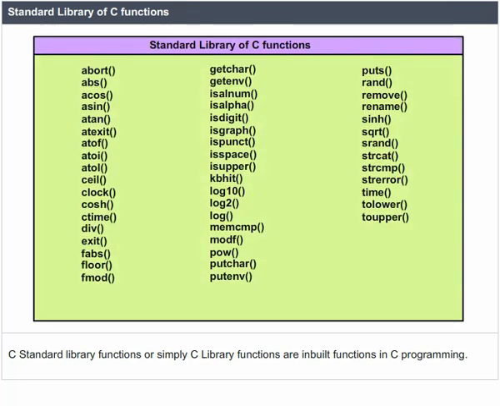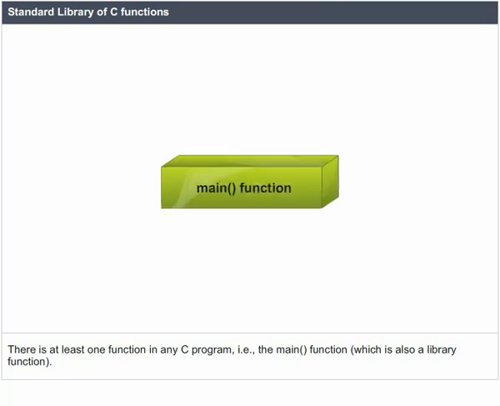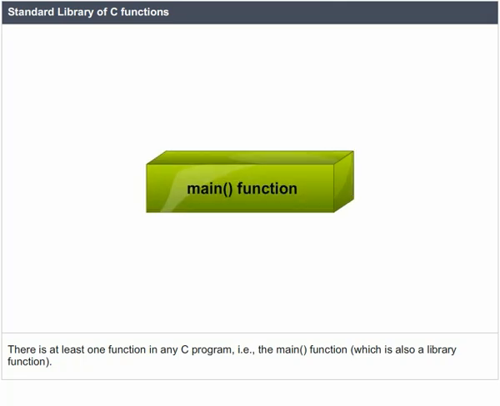C standard library functions, or simply C library functions, are inbuilt functions in C programming. Function prototype and data definitions of these functions are written in their respective header file. For example, if you want to use the printf() function, the header file stdio.h should be included. There is at least one function in any C program, that is the main function, which is also a library function.